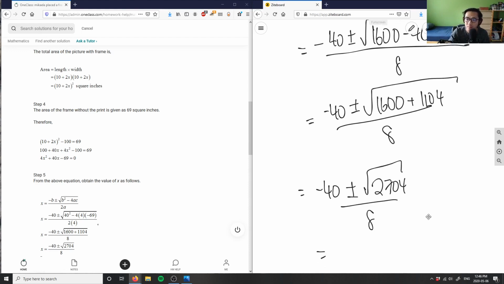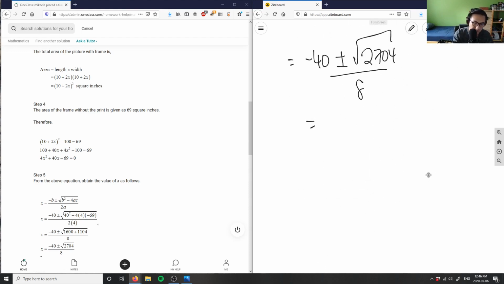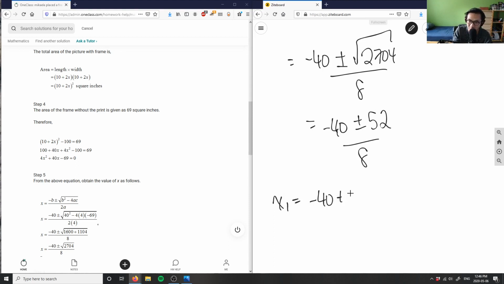And then I can plug this into my calculator. The square root of 2704 is 52. Oh, nice, a perfect square. Plus or minus 52 all over 8. Now I can break this down: x1 is negative 40 plus 52 all over 8, and x2 is negative 40 minus 52 all over 8. I'm just breaking up this plus or minus part for you as well.